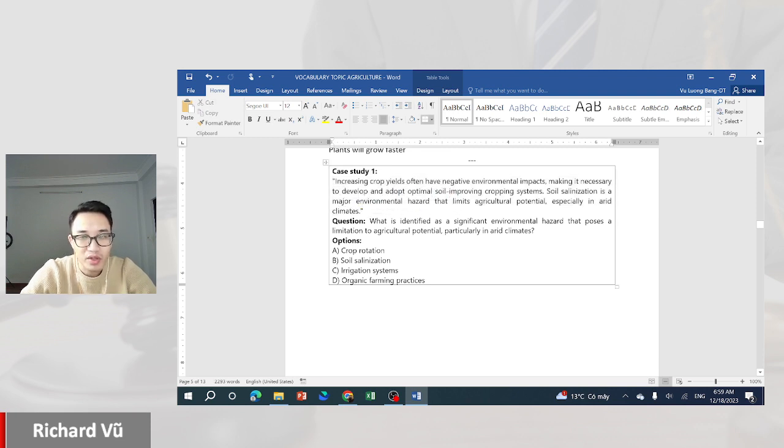Increasing crop yields often have negative environmental impact, making it necessary to develop and adopt optimal soil-proofing crop systems. Soil salinization is a major environmental hazard that limits agricultural potential, especially in arid climates.